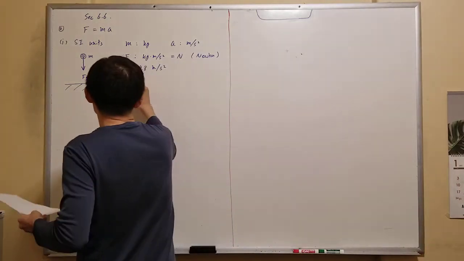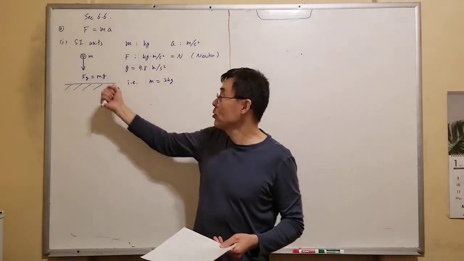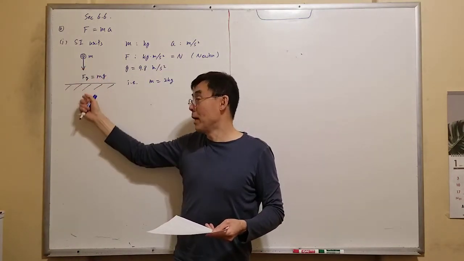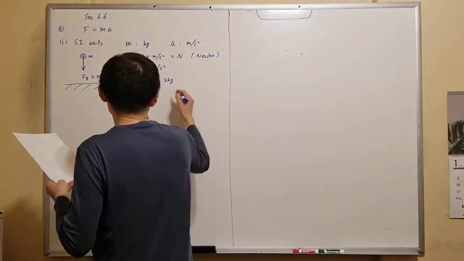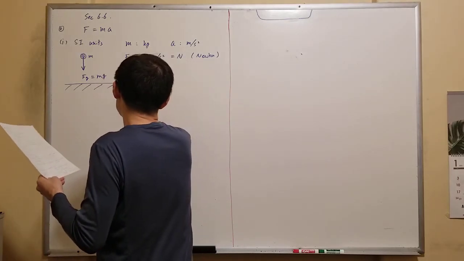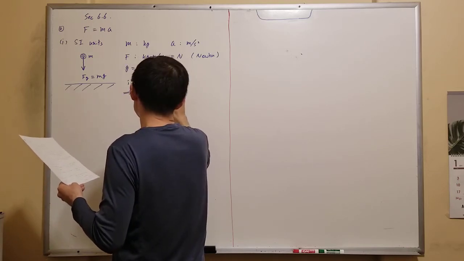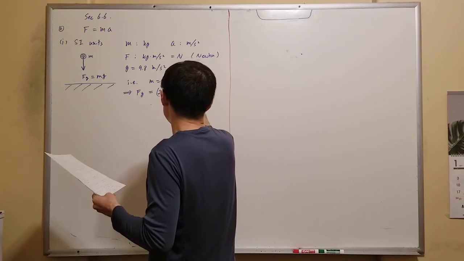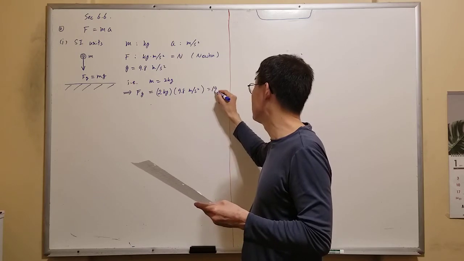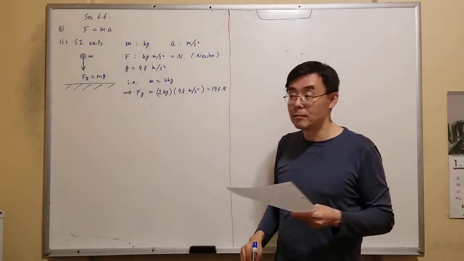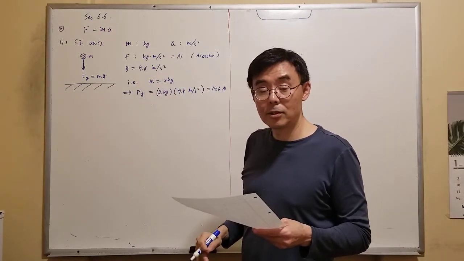So for example, if m equals 2 kilogram, the gravitational force exerted on the body by the Earth is what we call the weight of the body. Then F sub g, the weight of this one, is 2 kilogram times 9.8 meter per second squared, which is about 19.6 Newton. So this is in the international standard system.